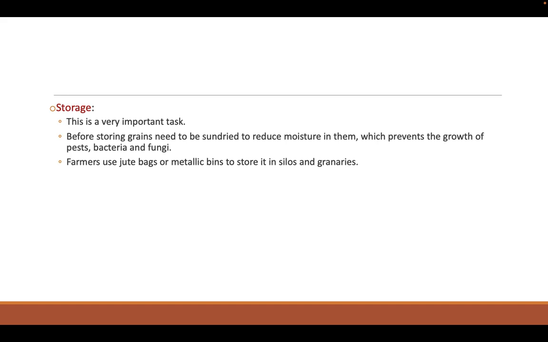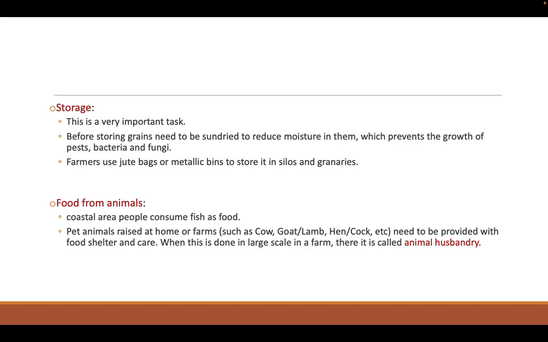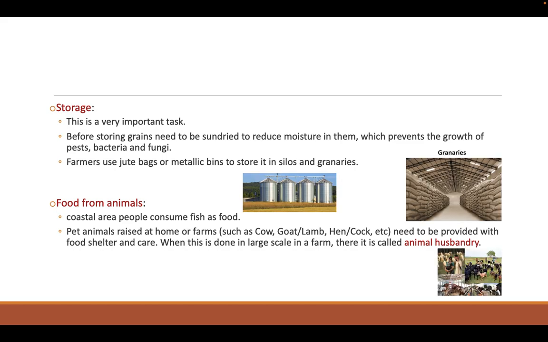Farmers basically use jute bags and metallic bins to store the harvested crop in silos and granaries. So we will see a few pictures. These are called silos, where the harvested crop is stored. These are granaries, where jute bags are used to store the prepared food.